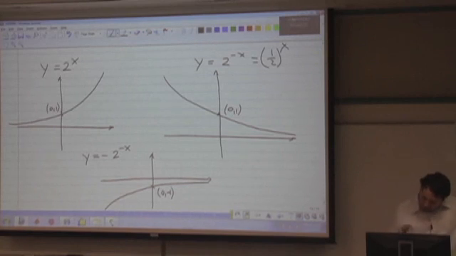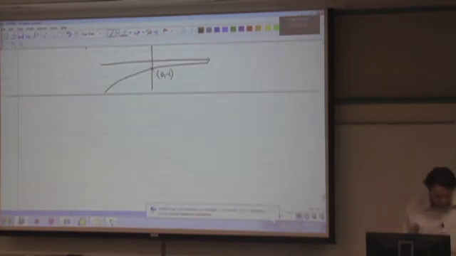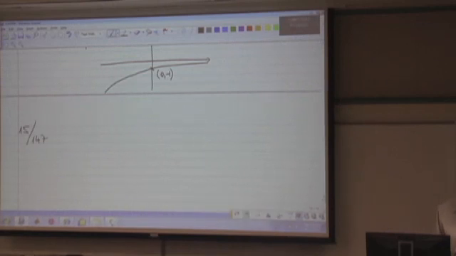Oh, okay. So let's do 15. It says part A, f of x is equal to 1 over 1 plus e to the x. And the question is, what is the domain of this function? All real numbers? Why?